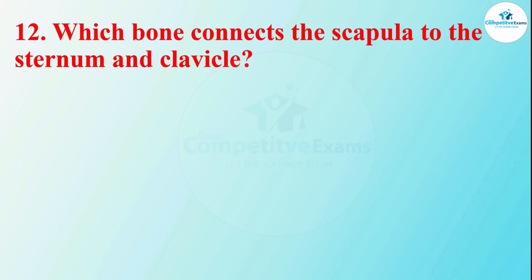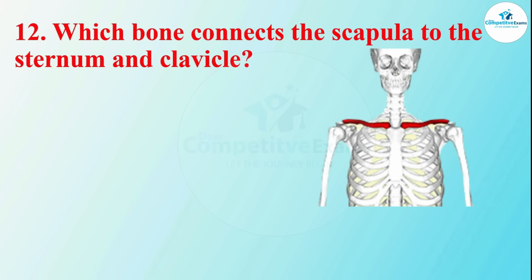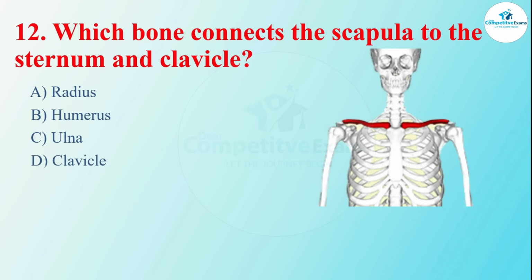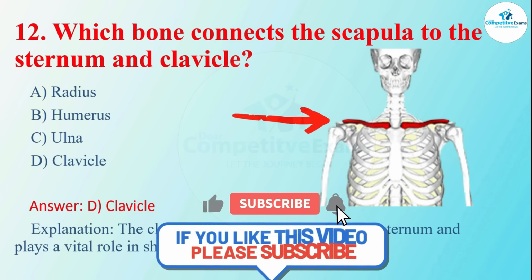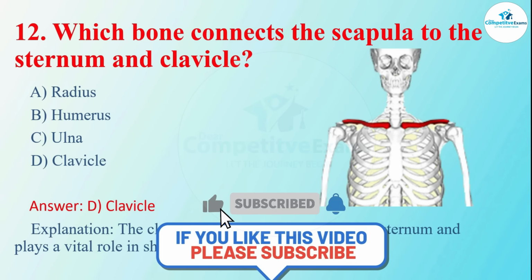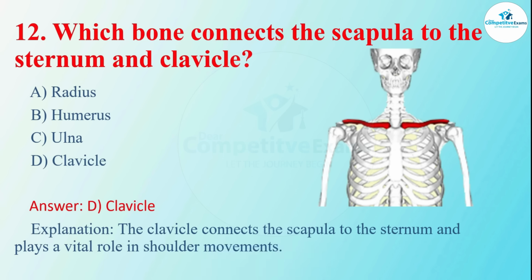Which bone connects the scapula to the sternum and clavicle? So which bone connects the scapula to the sternum and clavicle? Your options are radius, humerus, ulna, clavicle. Answer is clavicle. The clavicle connects the scapula to the sternum and plays a vital role in different kinds of shoulder movements. Let's move on to question number 13.